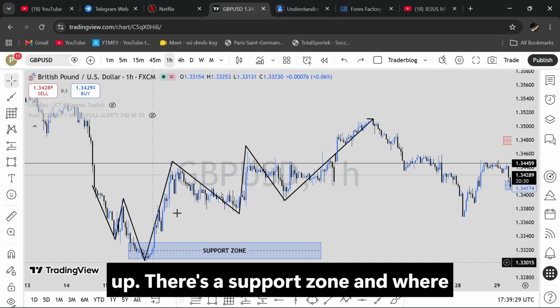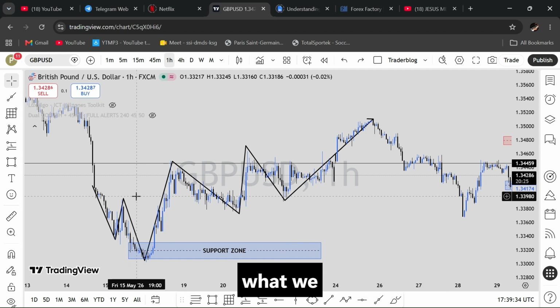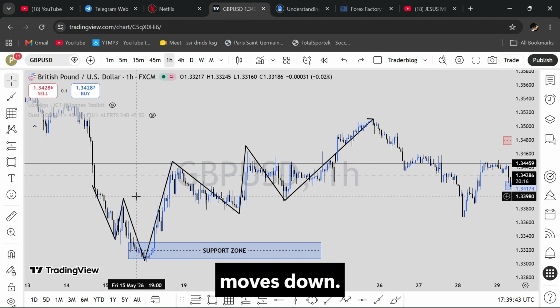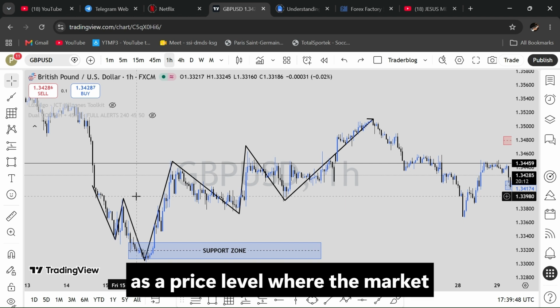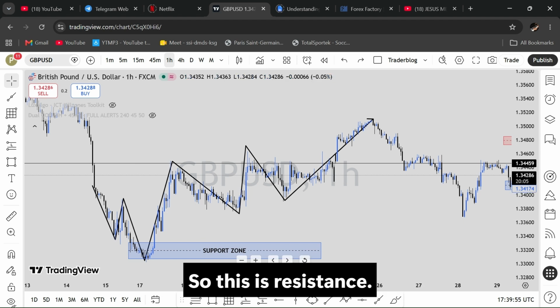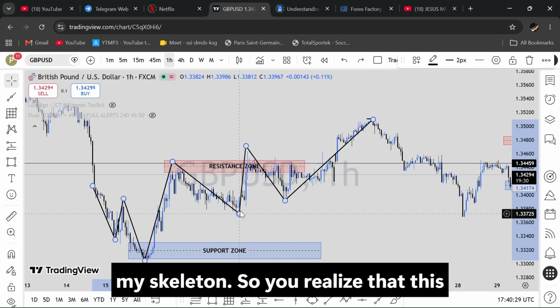That's a support zone. And where the price starts coming down, that is what we call resistance. And the opposite is resistance, where price moves down, a price level where the market tends to stop rising and fall downwards. So this is resistance. Okay, let me clear off my structure, my skeleton.